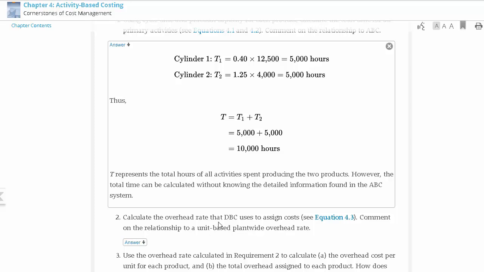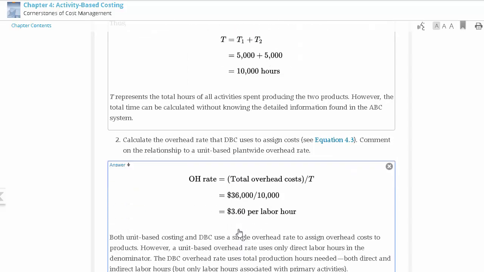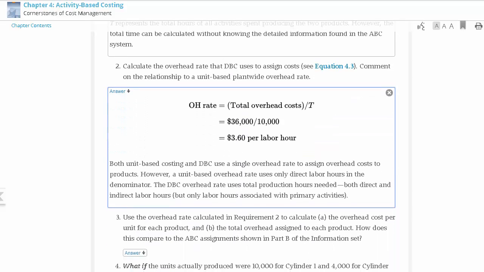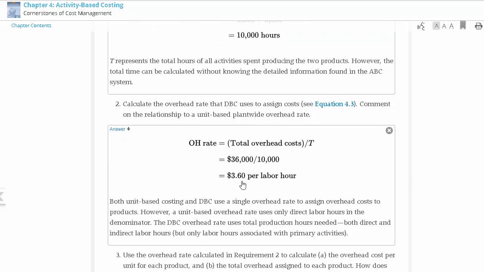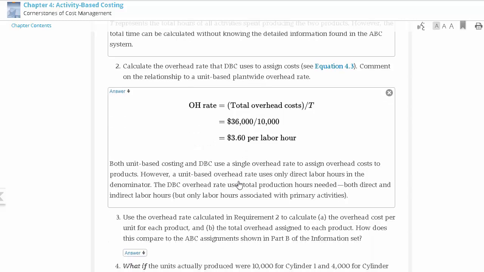Next, we're going to calculate the overhead rate that DBC uses to assign costs. So we're relying on equation 3. Here's what the answer shows us. So using equation 3, we take the 36,000, the total overhead cost, and divide it by the T that we just calculated, the 10,000 hours. And we come up with an overhead rate of 3.60 per labor hour.